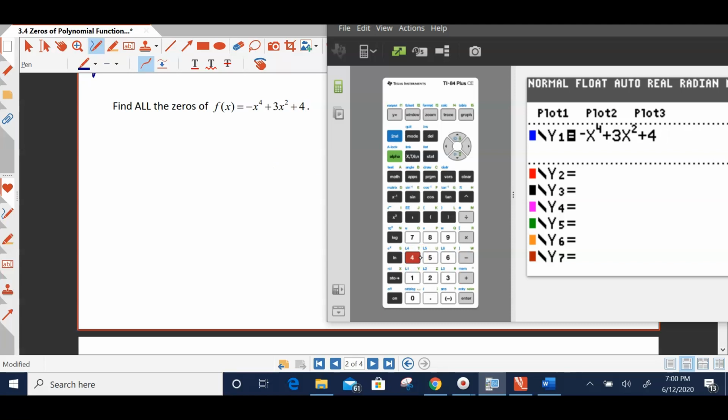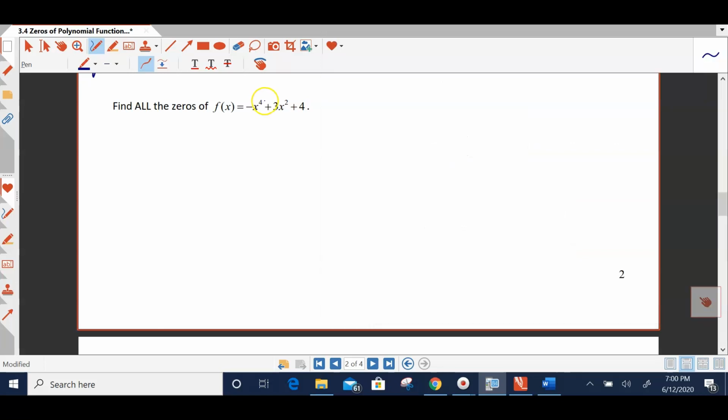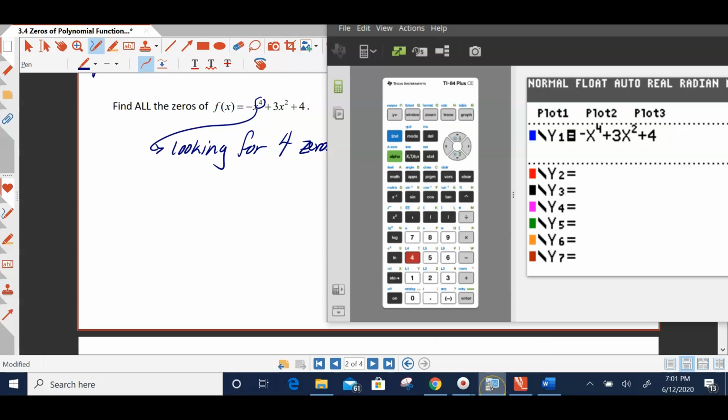How many zeros do you expect us to find? That degree right there tells me I am looking for 4 zeros. So 4 zeros in total. So let's go to our calculator.